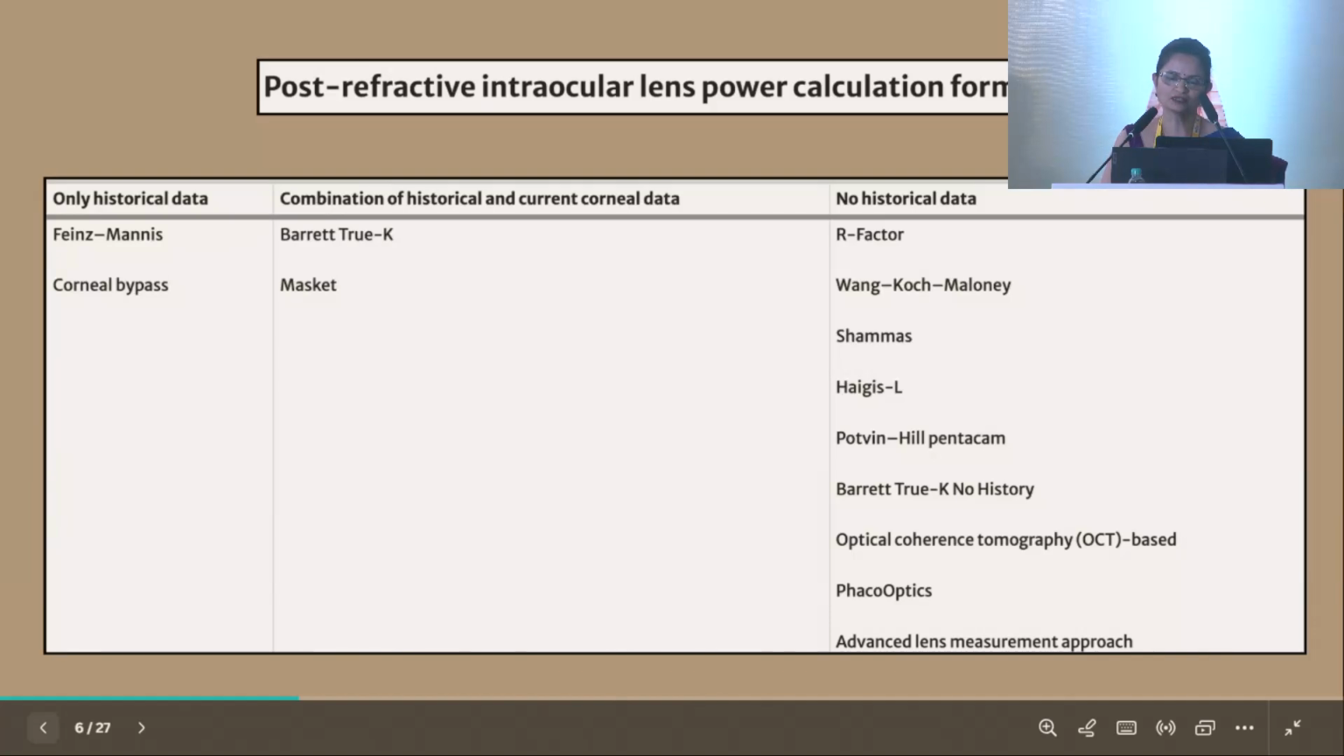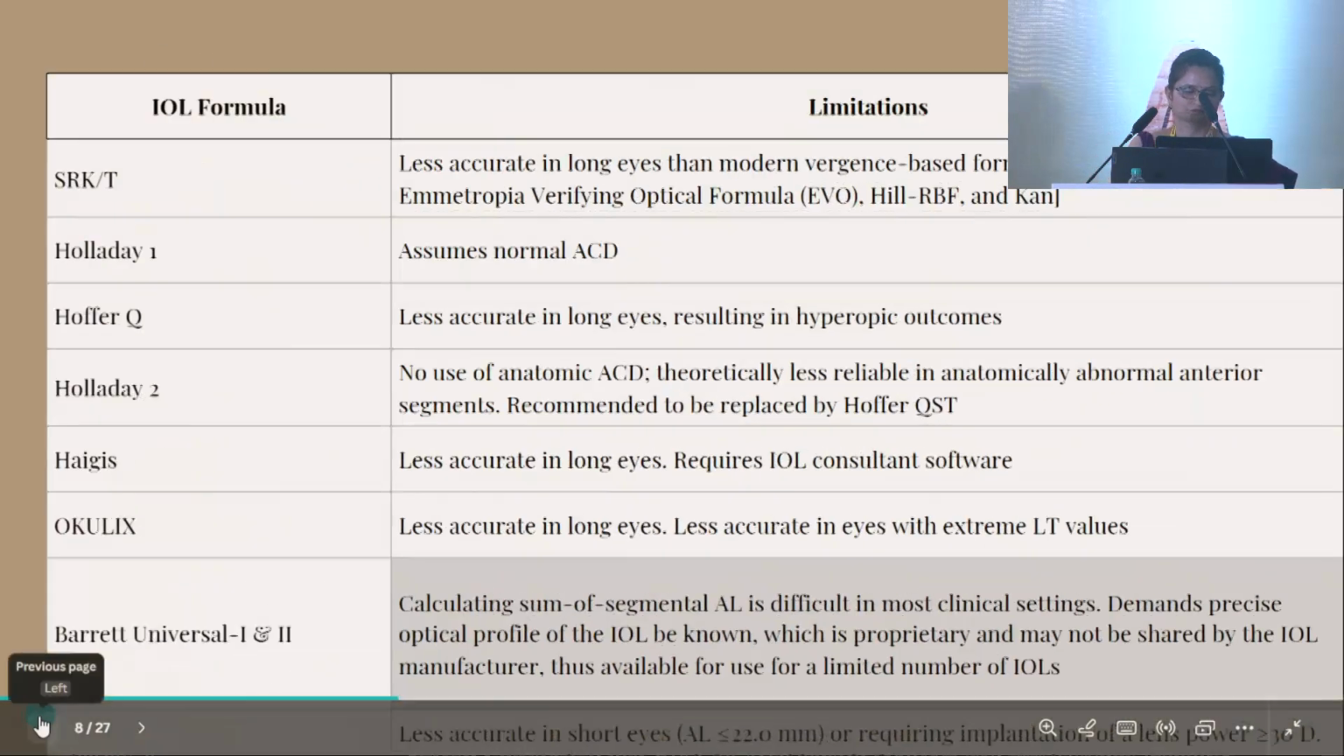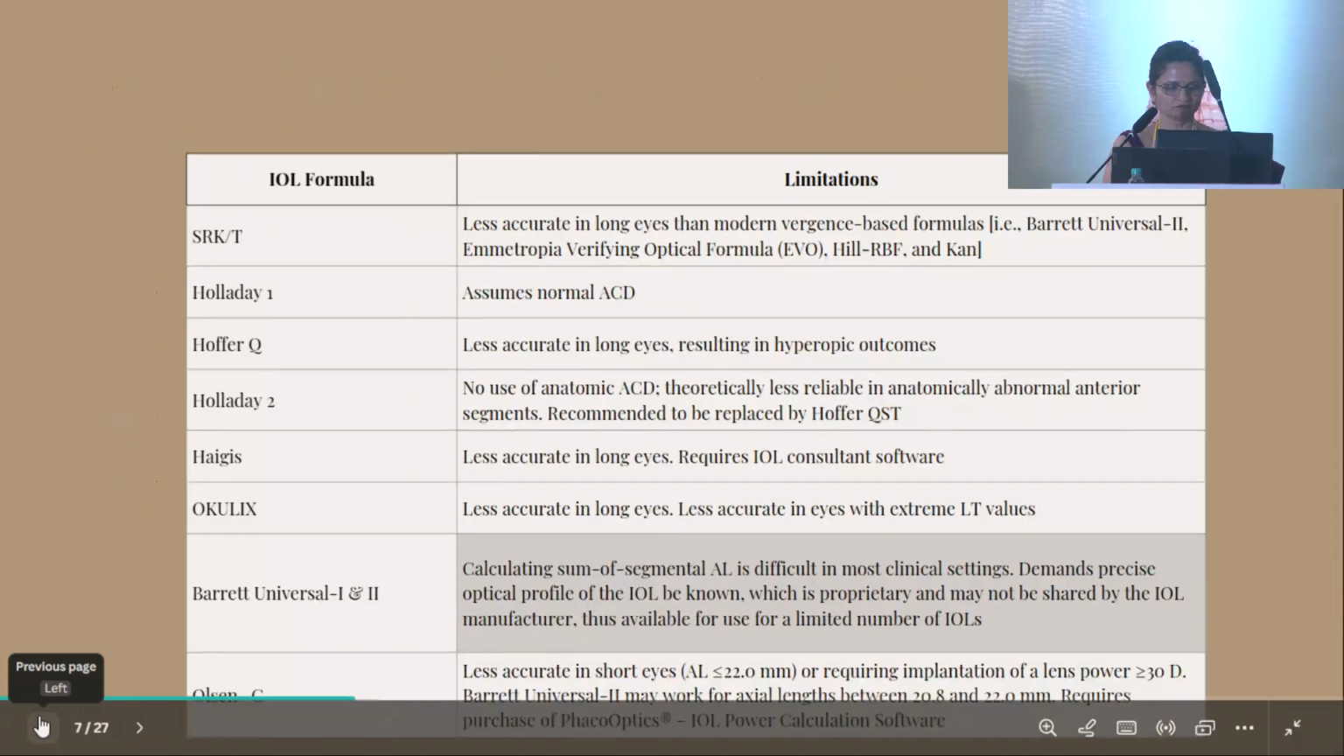Post-refractive IOL power calculation formulas I'm going to skip because Dr. Vardhaman has very elegantly covered these. Or they can use the sum of secant XLA. So they cannot be interchanged. So usually this will give you.